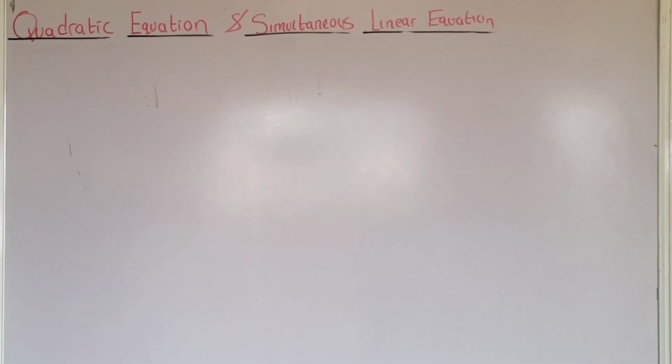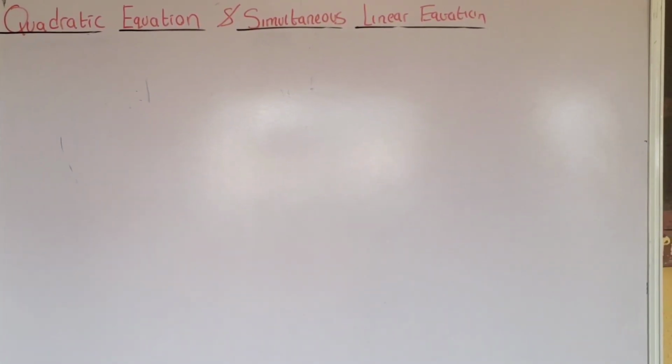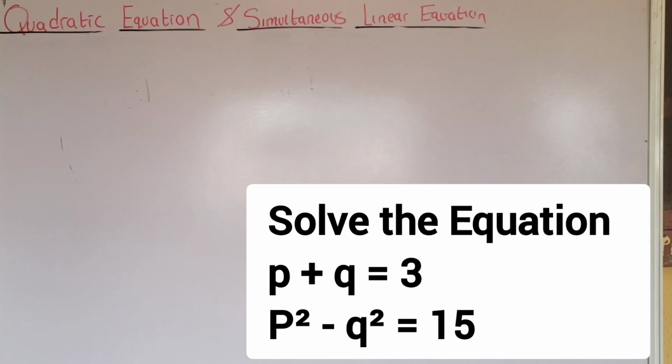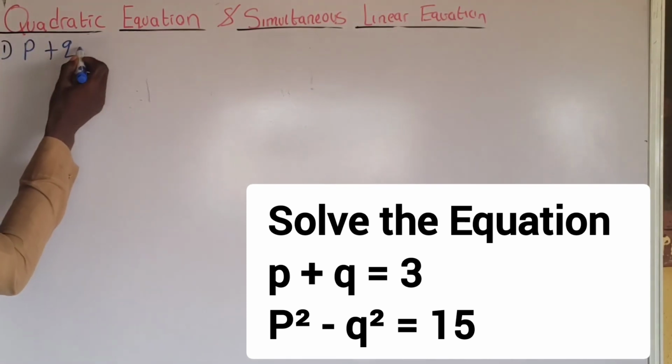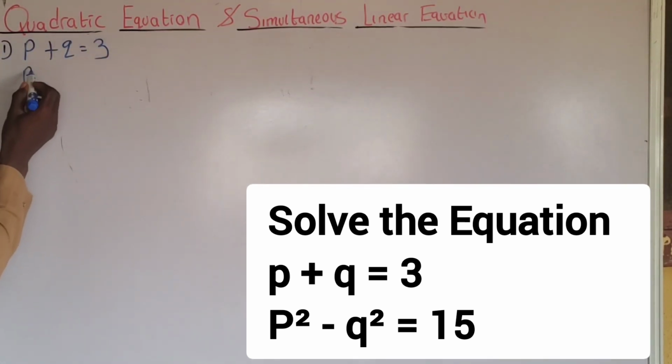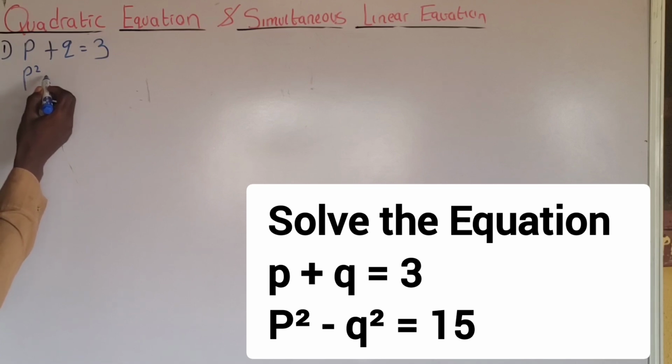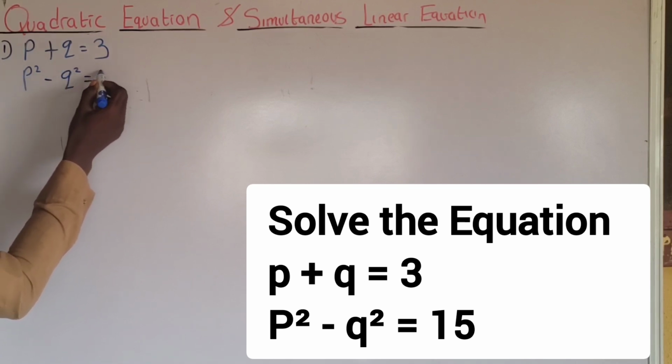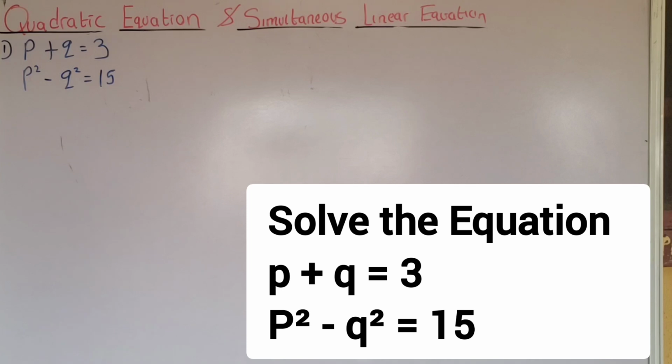In this class, we are going to learn how to solve equations involving quadratic and linear equations simultaneously. Okay, let's start with the first question. We are asked to solve the equation p plus q equals 3 and p squared minus q squared equals 15. I'm going to use two methods to solve this question.